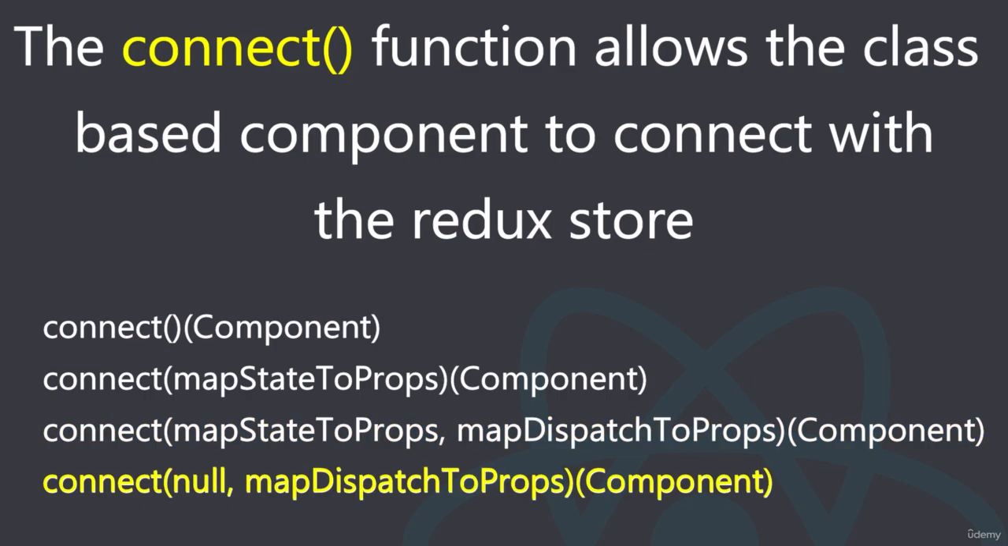And in the fourth, in case you do not have mapStateToProps: you see that in the second syntax, when we do not have mapDispatchToProps, we do not pass null. But when you have only mapDispatchToProps and you do not have mapStateToProps, then you have to pass null because the first parameter is not passed. These are the different ways. There can be more ways also, but these are four basic ways we can use.